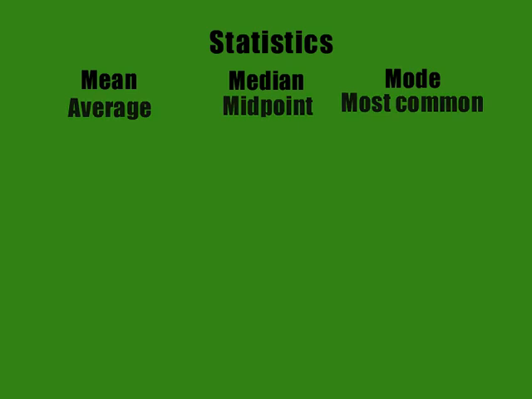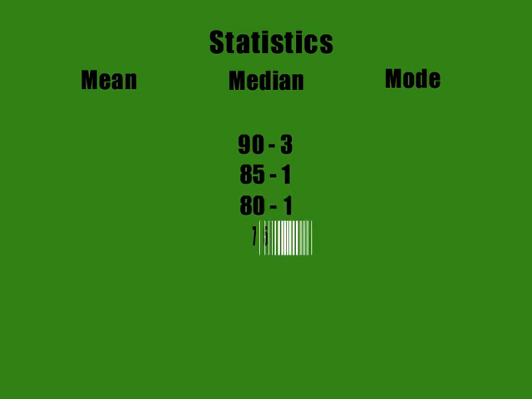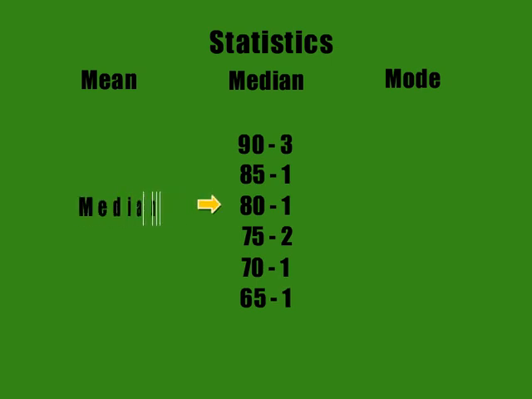Let's say a teacher gave a test. 3 students scored 90, 1 scored 85, 1 scored 80, 2 scored 75, 1 scored 70, and 1 scored 65. Well, the mean would be your average. The median would be the midpoint. Half the values are above it, half the values are below it. So that would be 80, as there are 4 scores above it and 4 scores below it. And the mode is the most frequent or common score, so that would be 90.